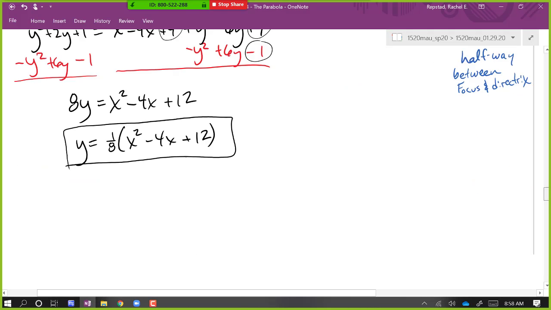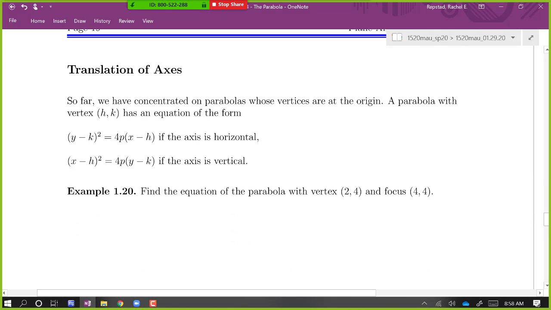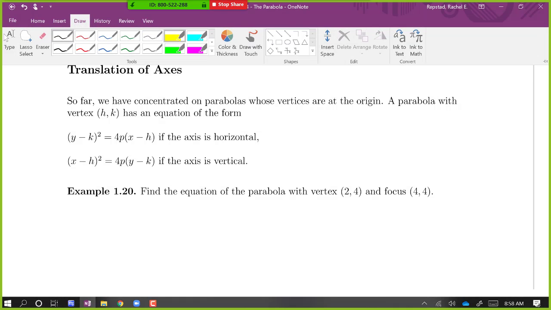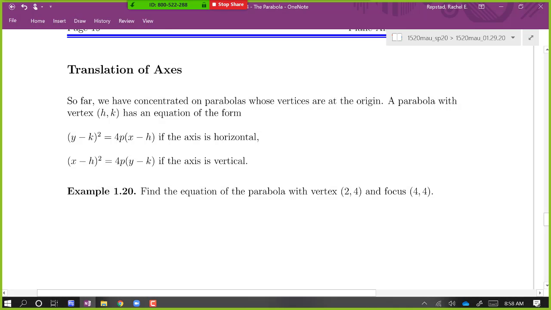So on the next page, we see what we call a translation of axes. It's sort of like when everything's at the vertex and you just slide it around, we call that a translation. But if the vertex, instead of being at 0, 0, is at h, k, then the standard form is what we get when we just replace y with y minus k and x with x minus h. Notice that if the vertex is 0, 0, then that standard form reverts to the one we already know, y squared equals 4px and x squared equals 4py.